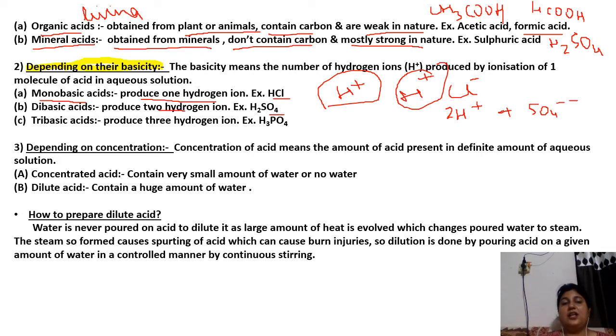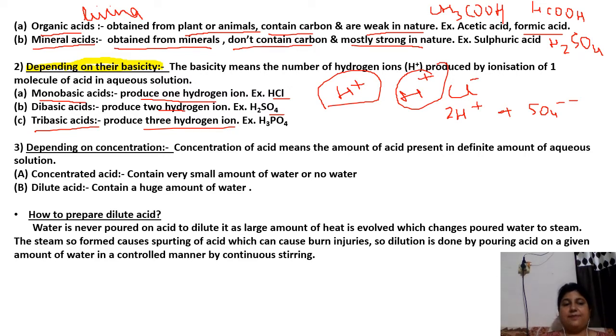The thing is that कि when any acid produces one hydrogen ion, that is monobasic. When it is dissolved in water and produces two hydrogen ions, then it is dibasic. And if it produces three hydrogen ions, then it is known as tribasic acid.